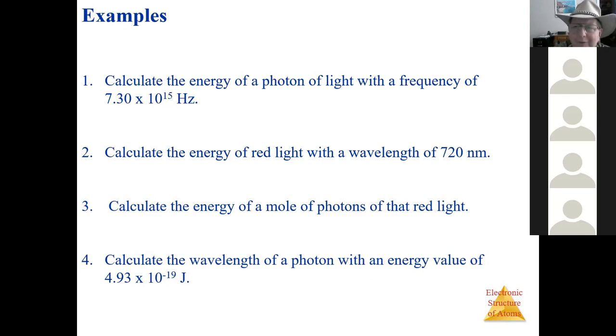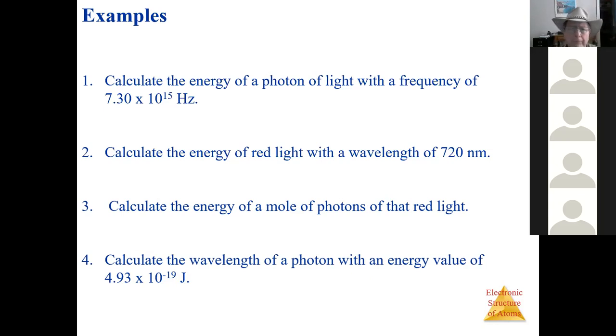So E equals hν. Basically, my energy is going to be my constant, 6.63 times 10 to the negative 34th, times 7.3 times 10 to the 15th. That will give me my energy in joules, because the label of Planck's constant is joules times seconds. The label of frequency is seconds to the -1.